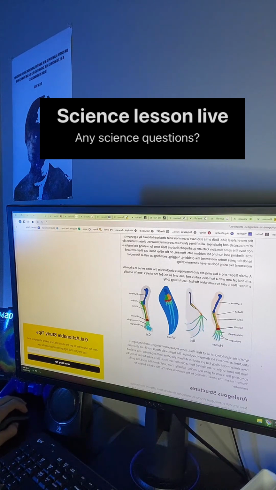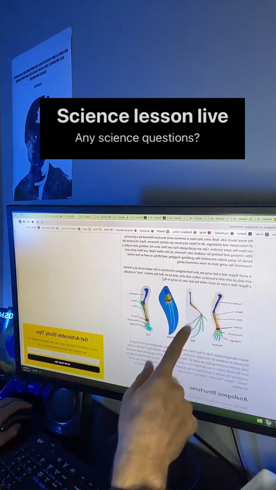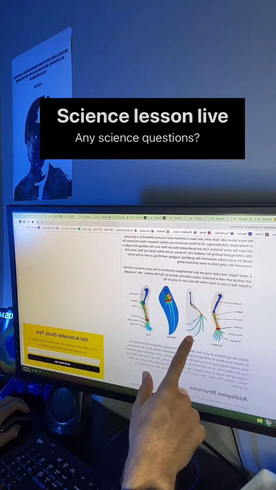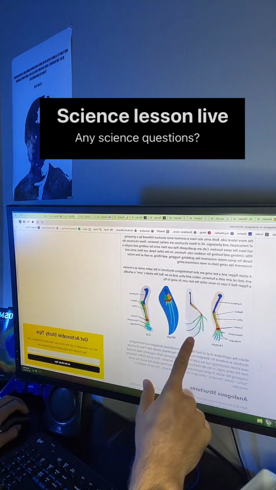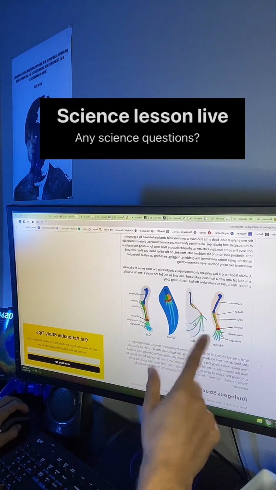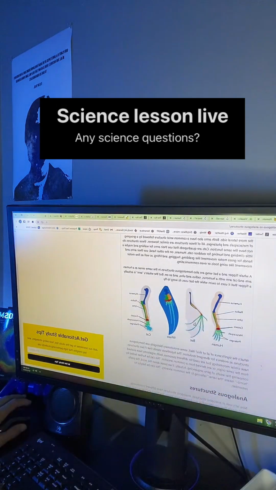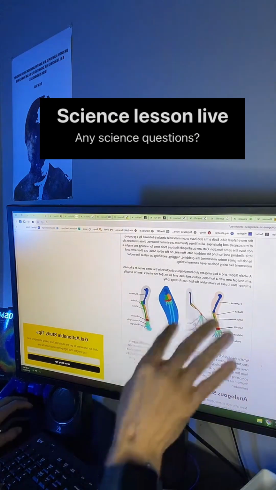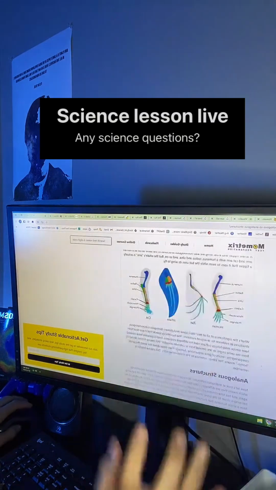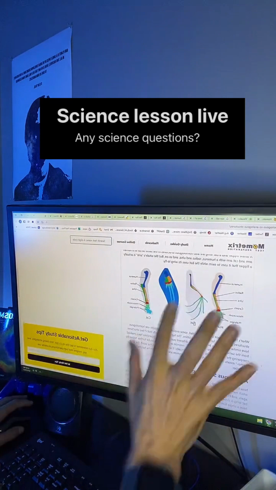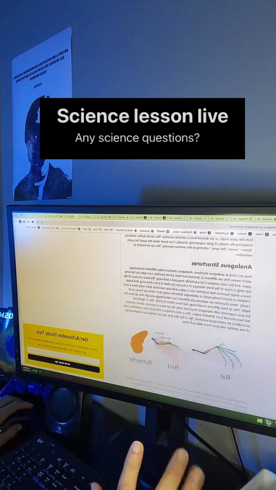Same with cats. Cats and bats. The bone structure of a bat is the same as the structure of a human. They're homologous structures. They even have 5 fingers. Right? The reason why is because they share common descent. This is the evidence for evolution. This is direct evidence of evolution right in front of you.